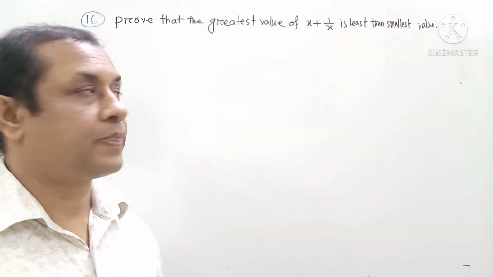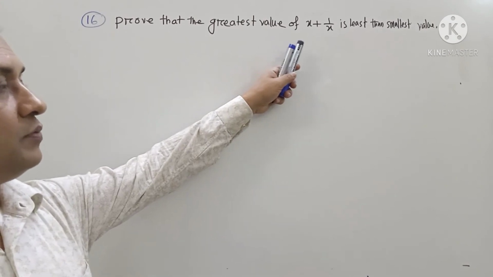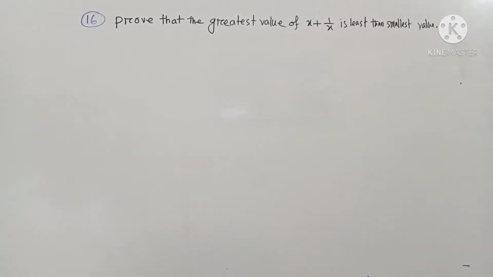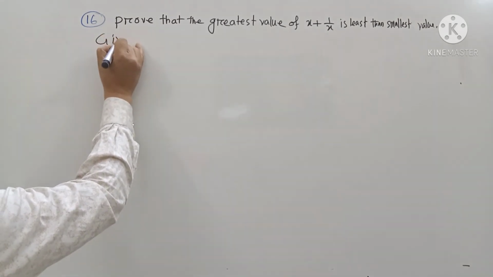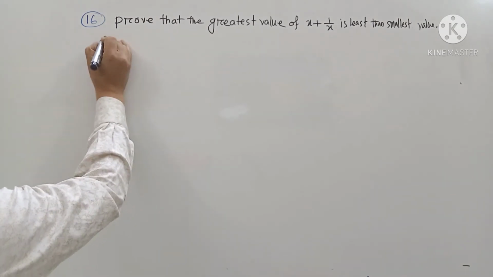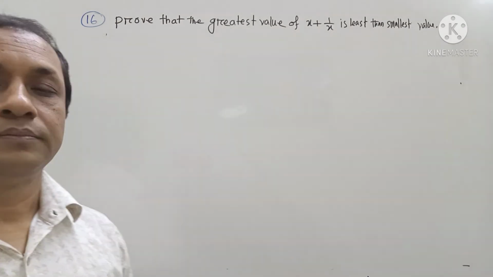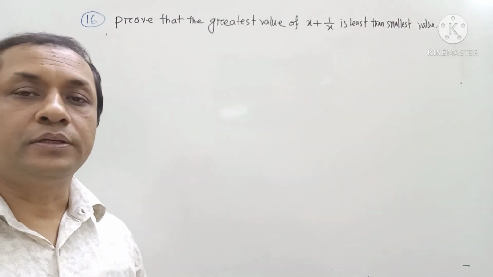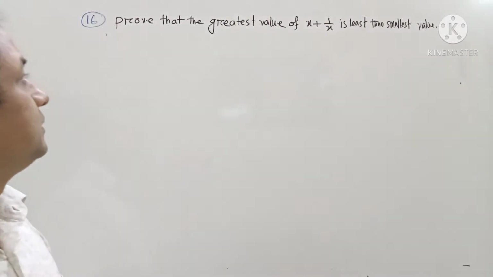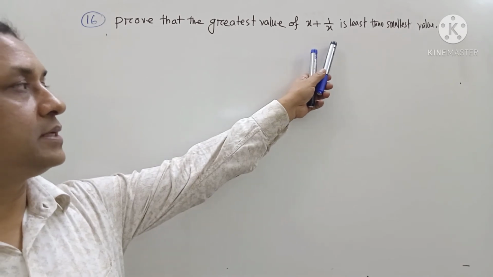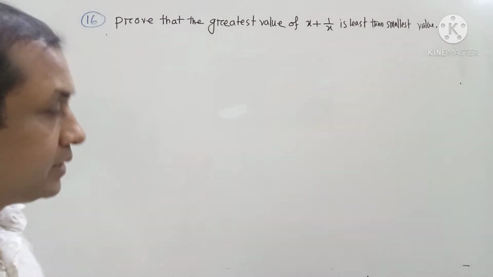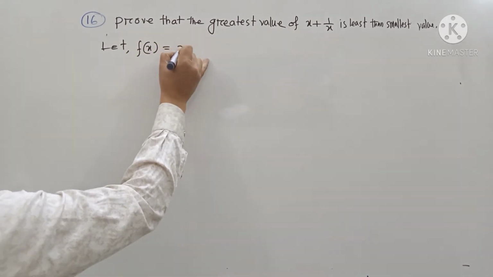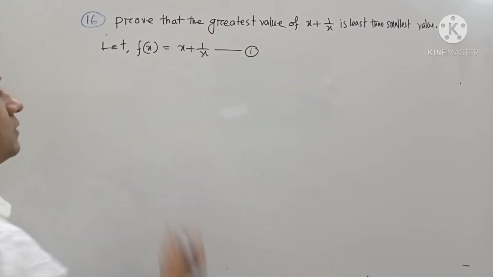Question number 16. Prove that the greatest value of x plus 1 by x is less than the smallest value. So student, look at the board. Here given, let f of x equals x plus 1 by x, equation number 1.